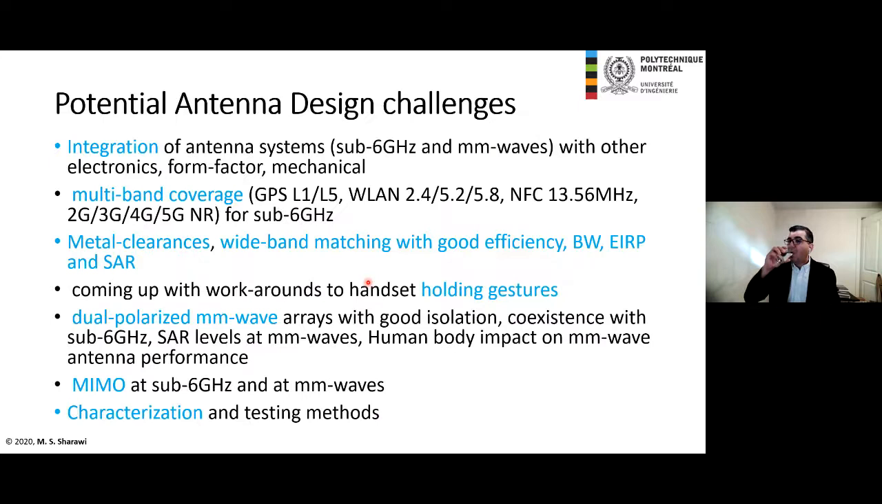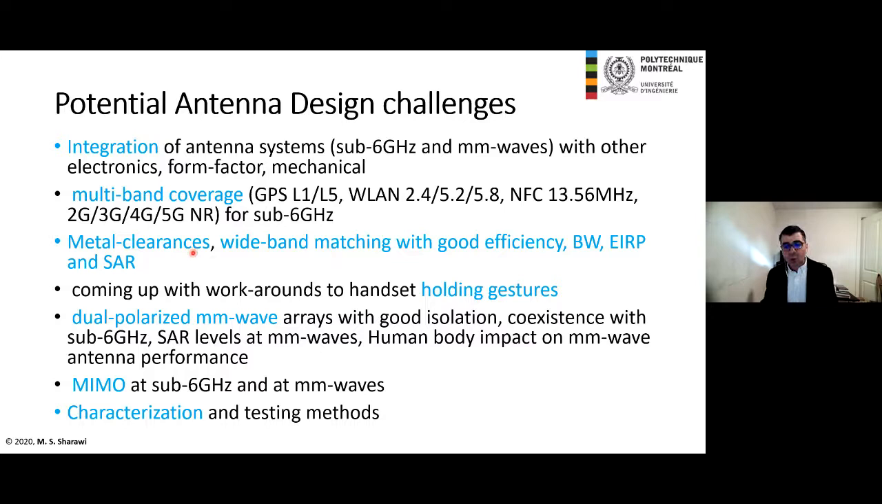There are some potential challenges in antenna designs for 5G in general. The first one is integration, the integration with the electronics and the mechanical systems at both frequencies. When we talk about 5G now, we're talking about sub-6 gigahertz as well as millimeter waves. We need to have multi-band coverage, so we want our antennas to cover multiple standards, multiple bands. We need to be aware of the actual design of the terminals, like the metal clearances and so on.